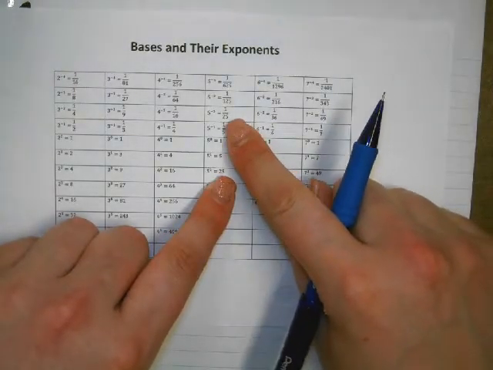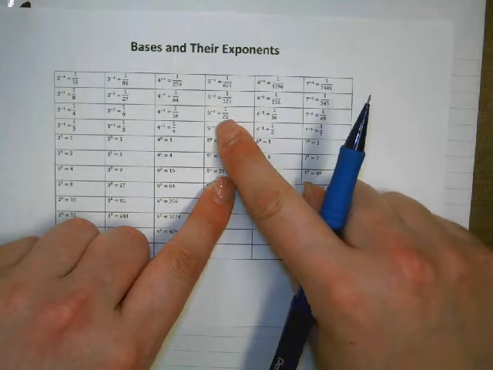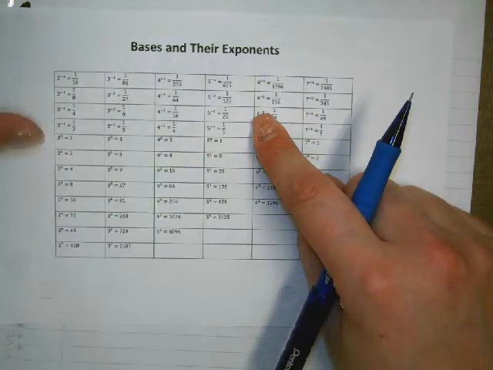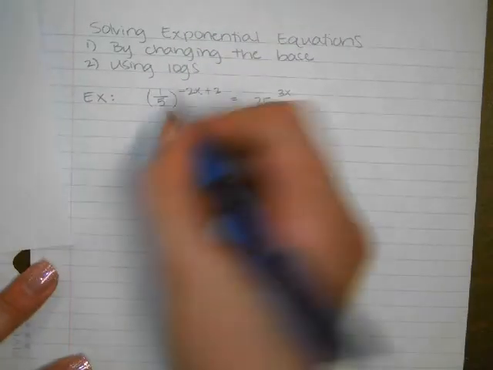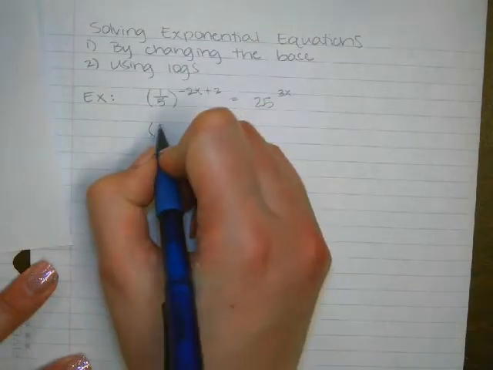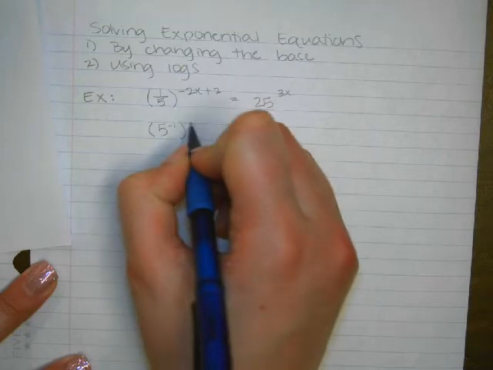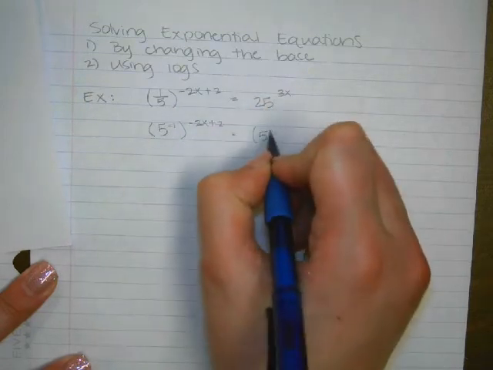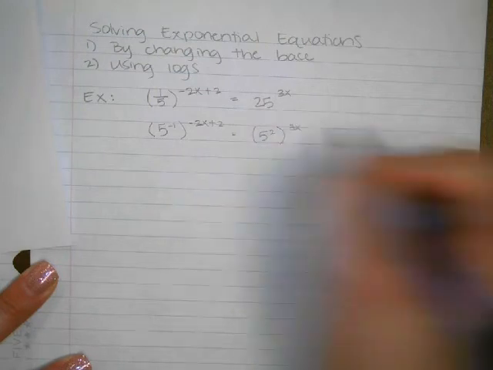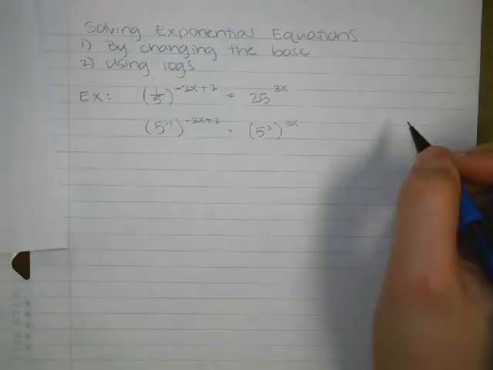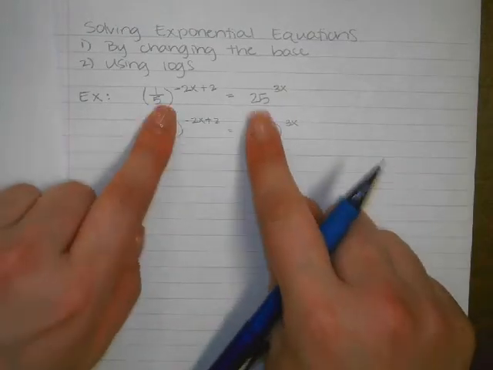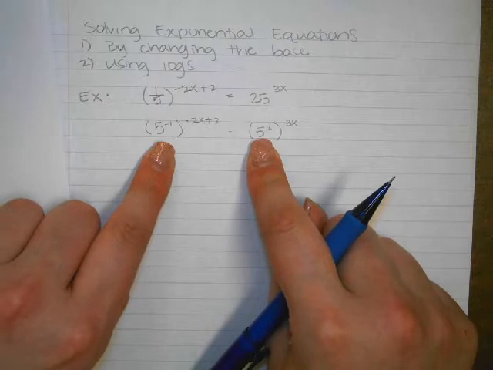So 1/5 is going to be rewritten as 5 to the negative 1. 25 is going to be rewritten as 5 to the 2. So I'm going to have (5^-1)^(-2x+2), and then (5^2)^(3x). So I haven't changed anything about what the equation represents or what it equals or any of that. I've just changed the form of some of the numbers. So everything is still equivalent.